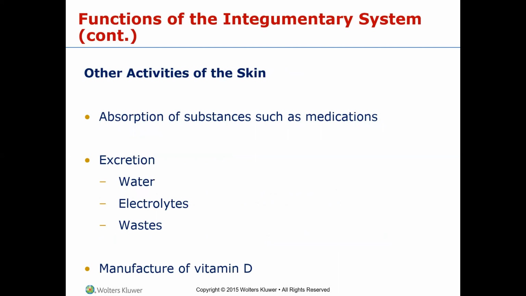So when we look at this in terms of activities of the skin, we can actually put on dermal patches, which will release some medication in through the skin. It also allows for the excretion of water, electrolytes, and waste. And then we have the manufacture of vitamin D, which takes place in the skin, but you have to be exposed to UV radiation. So just a short period of time outside in the sunlight, we will get some vitamin D.